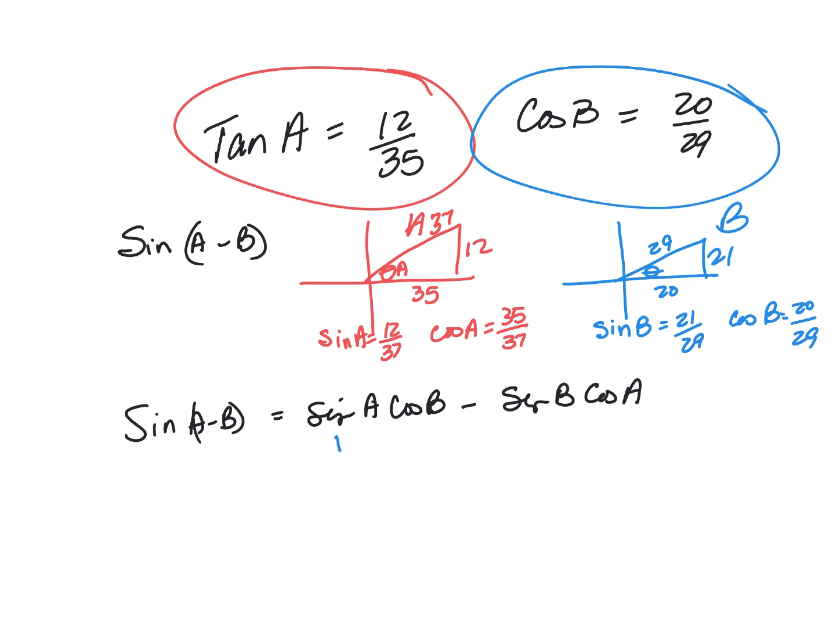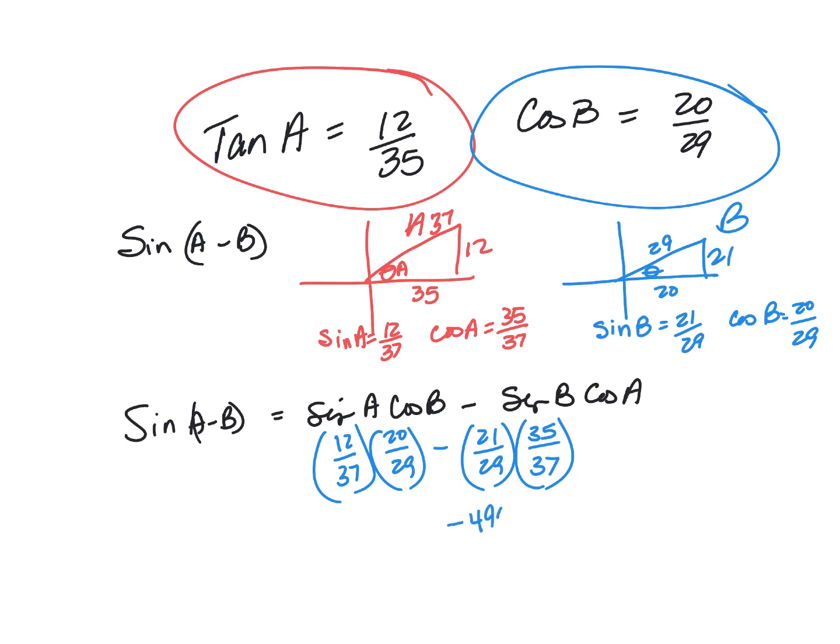Sine of A is 12 over 37 times cosine of B, which is 20 over 29, minus sine of B, which would be 21 over 29, times cosine of A, which would be 35 over 37. And you just put all that in your calculator, hit math, enter, enter, go. So when I put that all in the calculator and hit math, enter, enter, I get negative 495 over 1073.